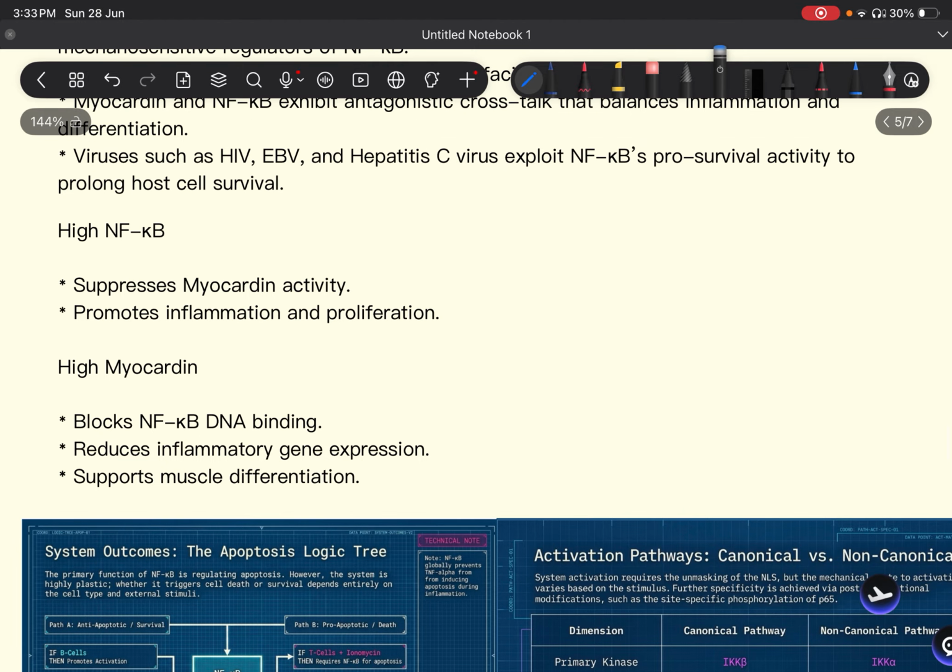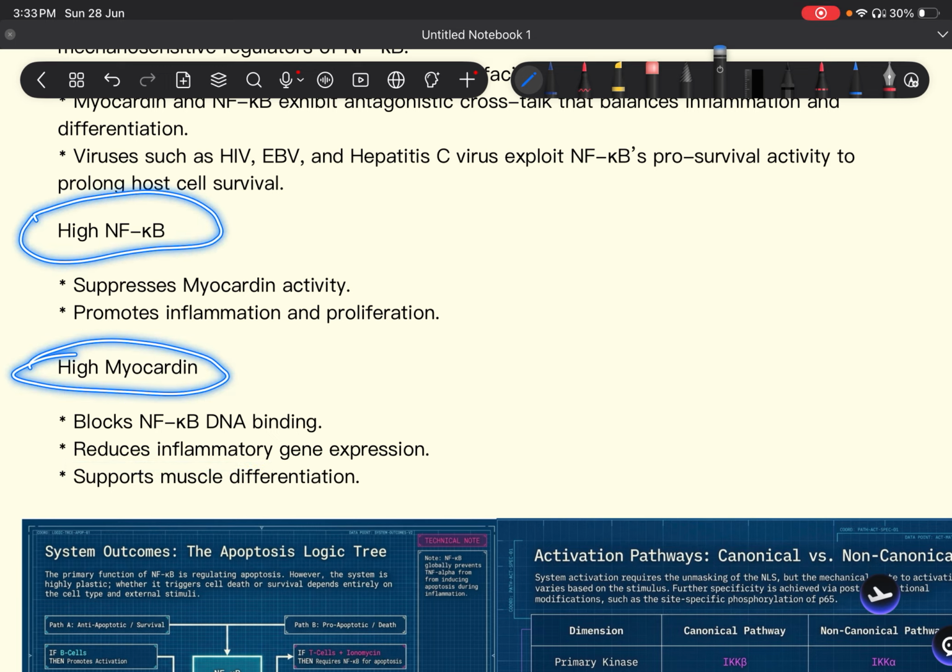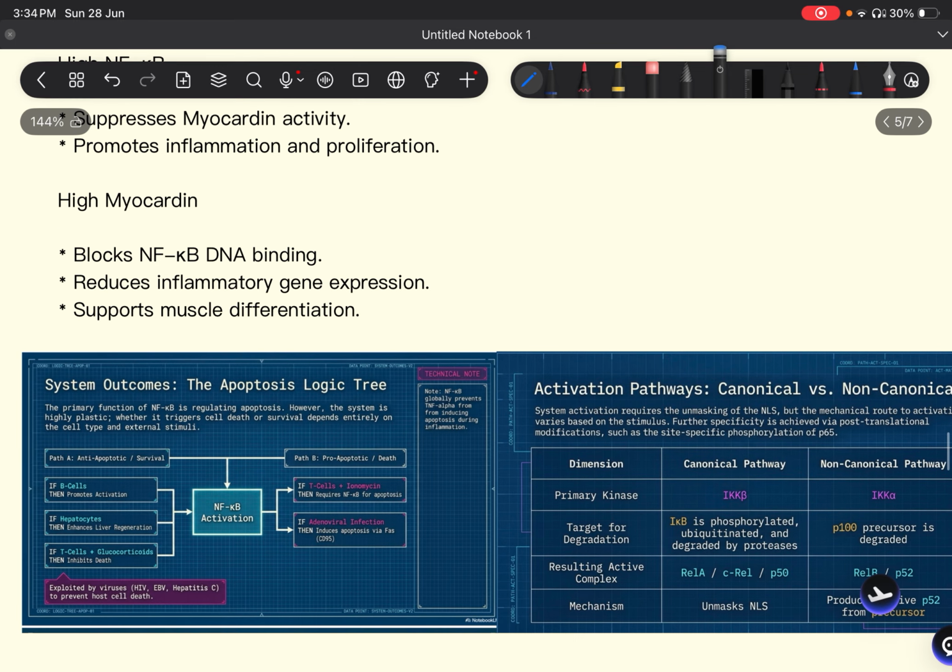Yeah, this myogenin stuff, right? So myogenin is something which is very important in terms of muscle differentiation. And high myogenin blocks NF-kappa B DNA binding, so it will reduce your inflammatory gene expression. So it's just that myogenin and NF-kappa B are antagonistic.